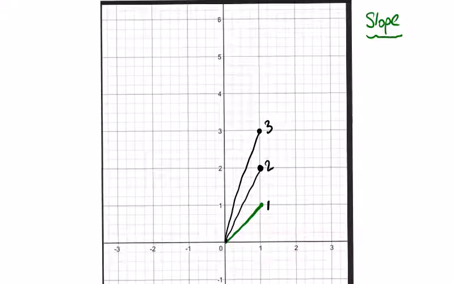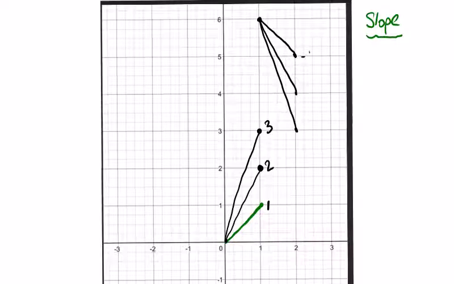What about negative 1? Well, I'll just pick this point here, negative 1. That will be a slope of negative 1. Negative 2, down to here, and negative 3 will be down to here. Negative 1, negative 2, negative 3. So these are all slopes of different lines.